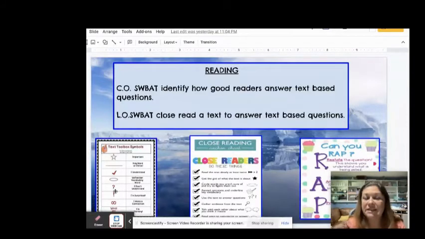A question mark means I don't understand. So while you're reading, if you come across something that you're not understanding, put a question mark next to it. You can go back to it to try to understand, or you can ask someone to help you get clarification. An exclamation point means I'm surprised. So if you're reading something and you're like, wow, that's surprising, put an exclamation point.